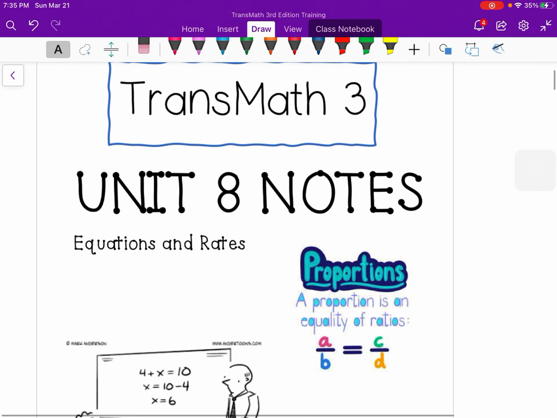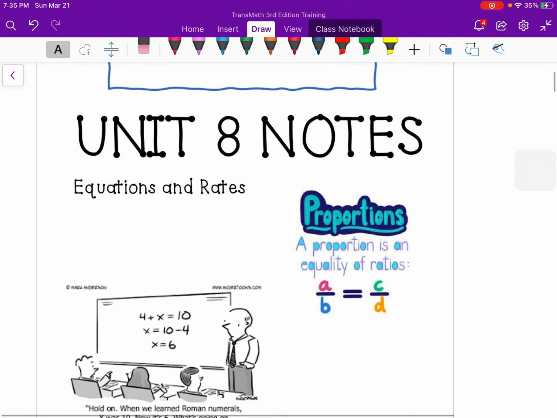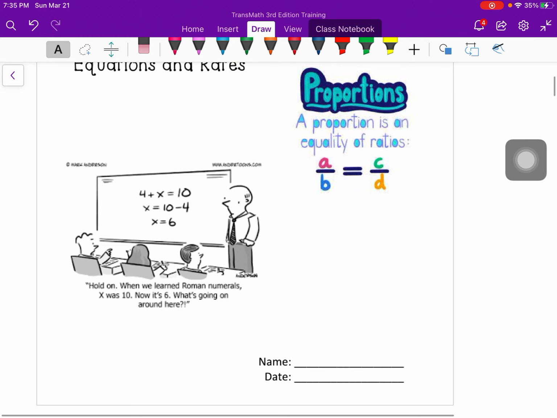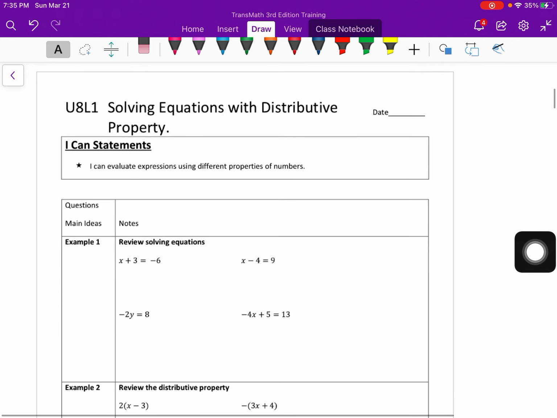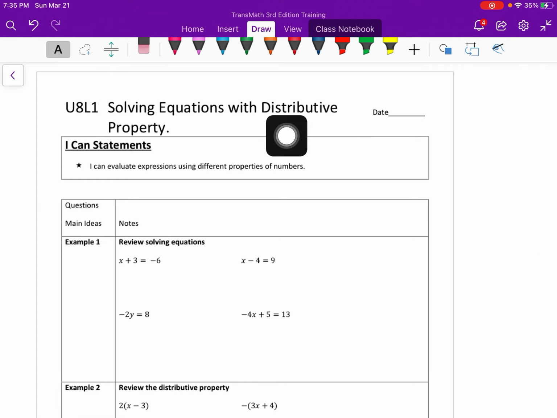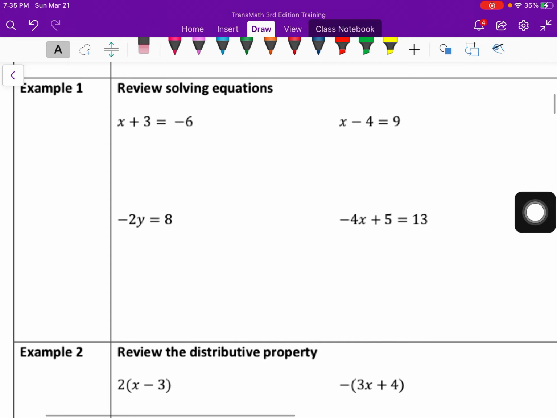So we're starting a new unit here. It's equations and rates. We're looking at some proportions and solving again. And starting with Unit 8, Lesson 1, we're solving equations with the distributive property. So we're going to want to review both solving equations and review the distributive property.